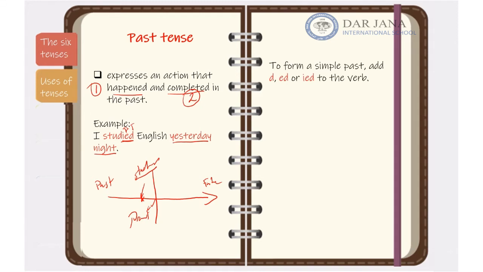Now, to form the simple past tense, it's very easy. All you have to do is add ed, d, or ied for the regular ones. For the regular verbs, you have to, of course, memorize them and know the categories. We're going to get back to them in a different lesson. Let's move on to the example here. You have wash, washed, and practice, practiced, and study, studied in terms of regular verbs.